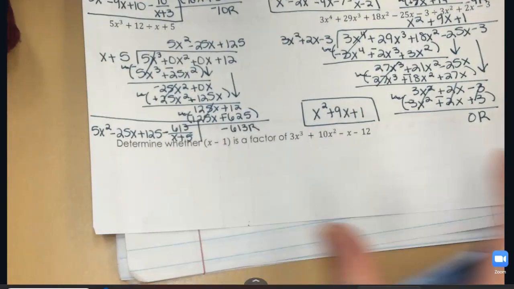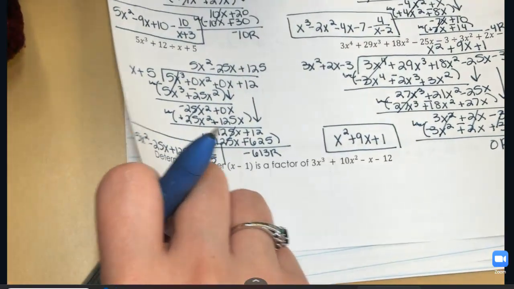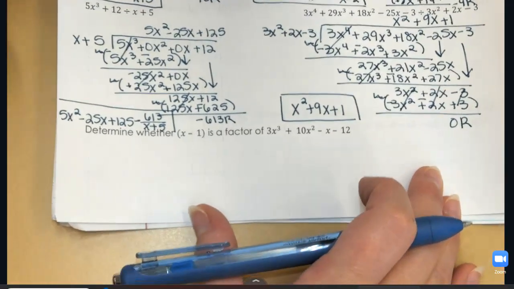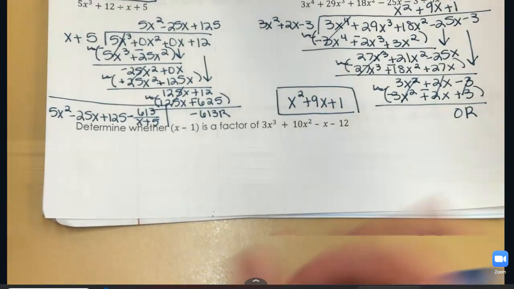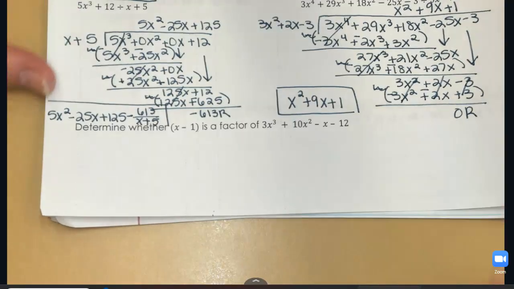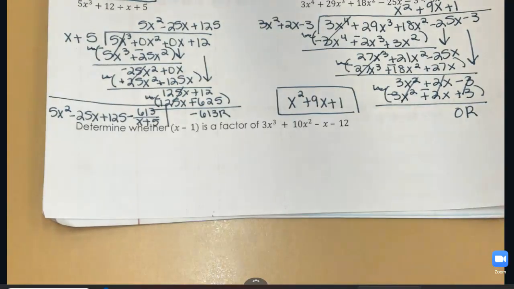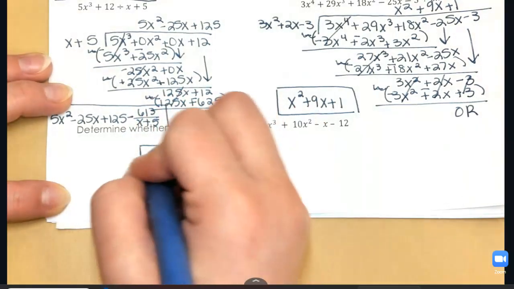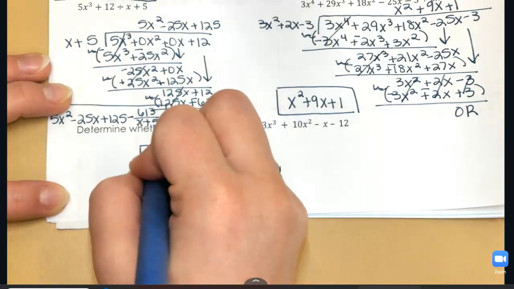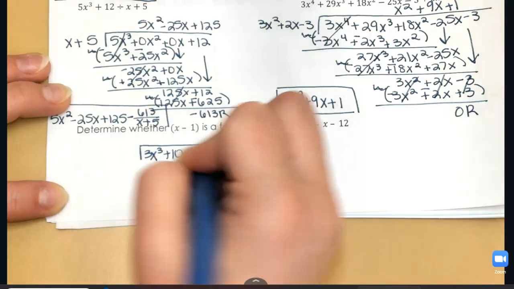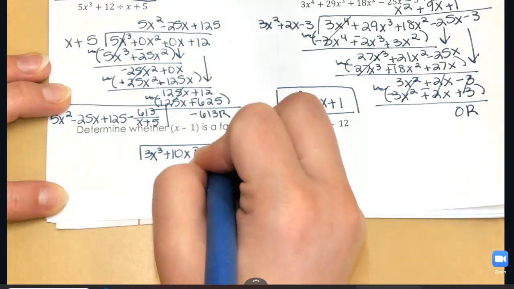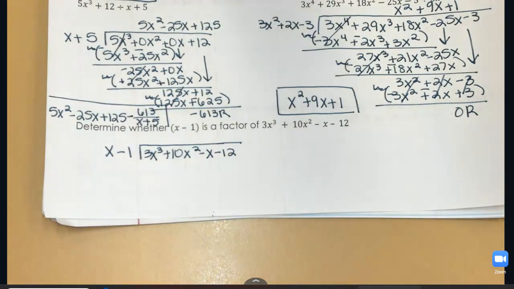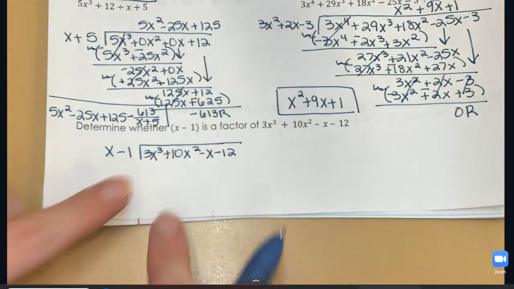Okay, the last part of this one is asking us to do something slightly different, but we're still going to be using division. We are determining whether x minus 1 is a factor of this polynomial. Well, if something is a factor, when you divide it, you would have nothing left over, no remainder. So let's set up our long division. And what we are looking for is to see if we get a remainder. We don't necessarily care what that remainder is. We just need to know if there is one. So everything we've been doing, we're going to do again.